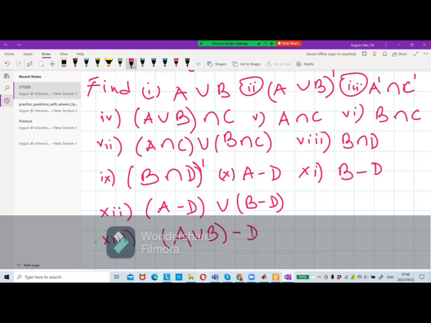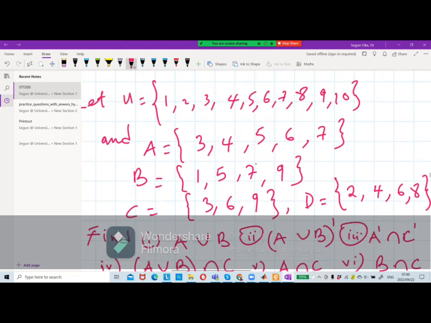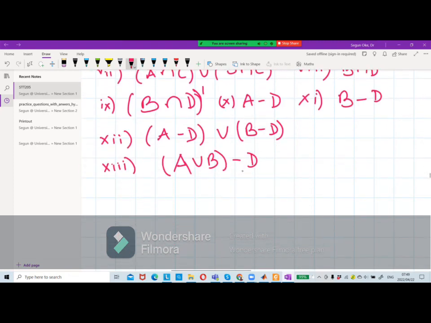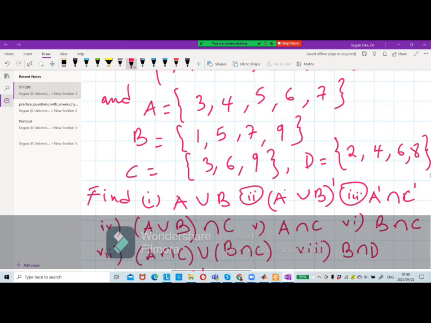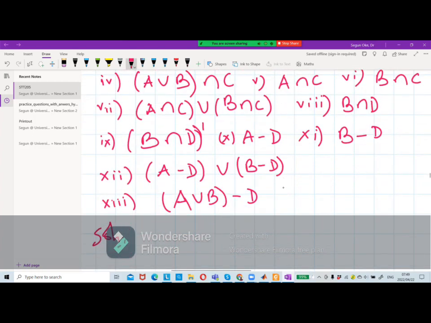Okay, now these are the questions we are asked to solve from this universal set. How do we go about it? It's a very simple solution. By the time we finish this question, all you need to do is, first of all, look for the complements of the sets A, B, C, D, because we know the universal set. Let's look for the complement.